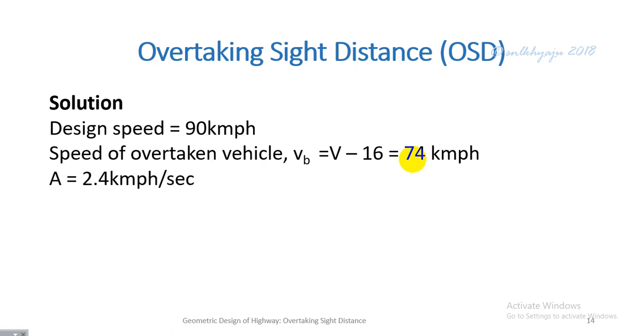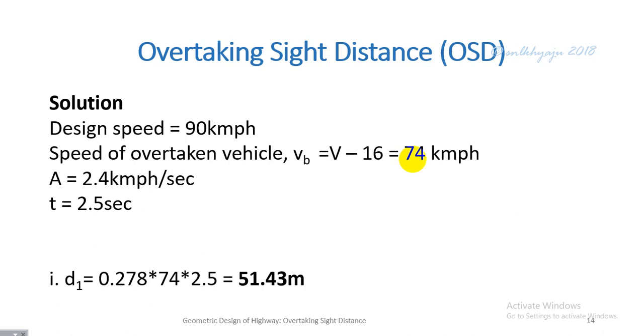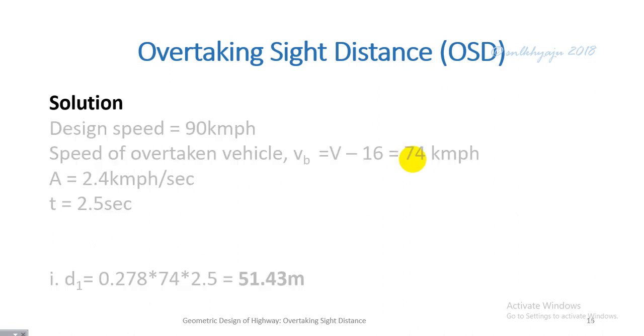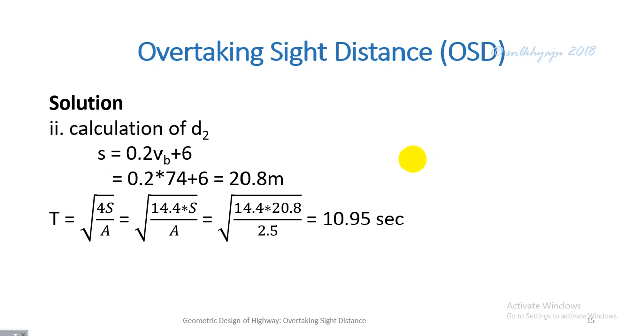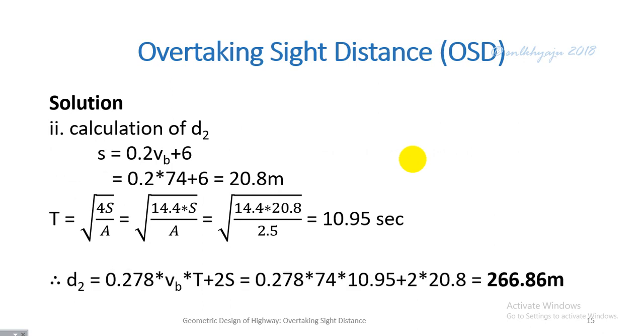a is the acceleration of the overtaking vehicle, 2.4 km per hour per second. Then reaction time t equals 2.5 seconds. Therefore d1 is calculated as 51.43 meter. Calculation of d2: for the calculation of d2, s is calculated as 0.7 vb plus 6, that is 20.8 meter. Therefore the actual overtaking time T equals root under 4s by a and is calculated as 10.95 seconds. Therefore distance d2 is calculated as 266.86 meter.